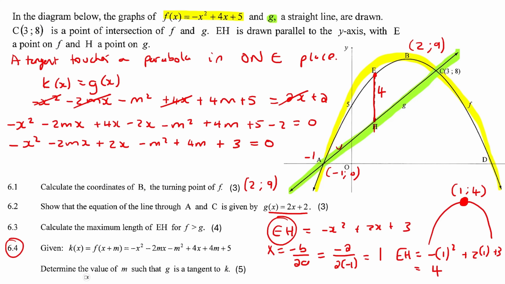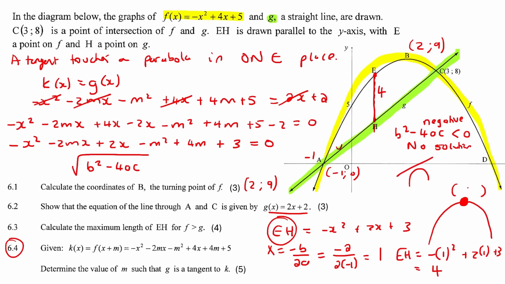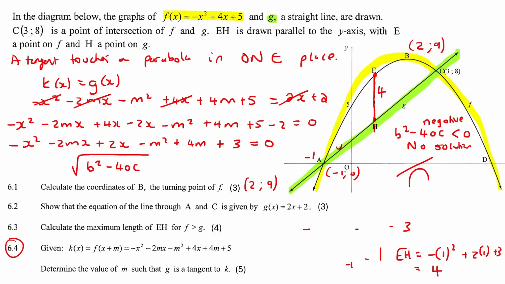Now I want you to think about nature of roots, and specifically the discriminant, this part over here. Stick with me guys, I promise you it's going to make sense. When that part is negative, smaller than 0, it means no solutions. That means the parabola and the line do not intersect. That's not the scenario we are going for.